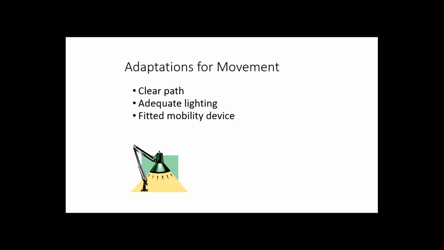So some of the things that we might look at is making sure that people have a clear path when moving through their house, that there's adequate lighting, that if they're using a mobility device like a cane or a walker, that it's adjusted to the right height for them, that it's positioned right, that they know how to use the device correctly. If they need verbal cueing from a care partner, that care partner understands what that positioning should look like with that device.